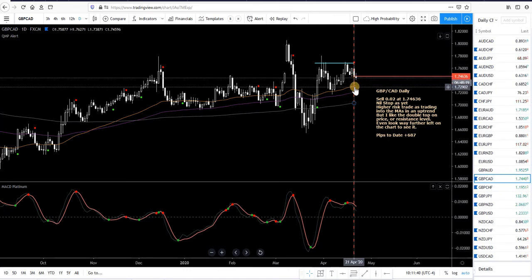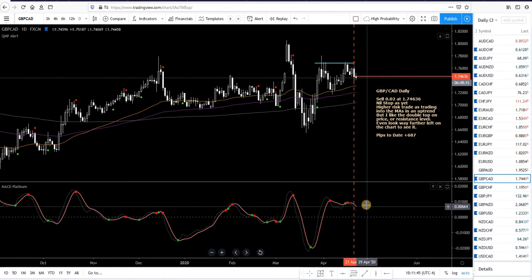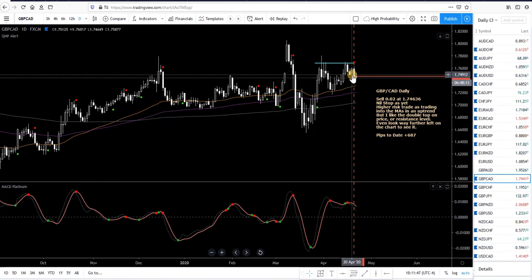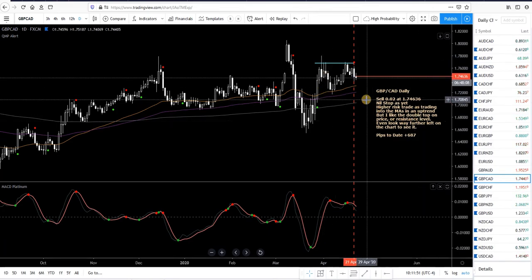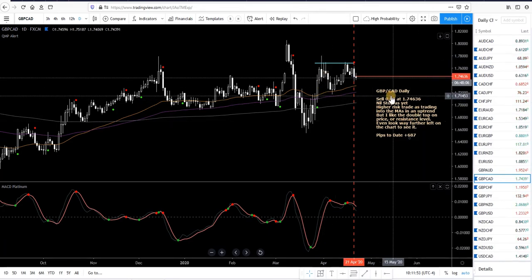It's a high risk trade because you're trading into the MAs and price is already pretty close to the 50, but the MACD is above the zero level, so it's worth a shot. At the moment, we're a few pips good, so all good on the Pound CAD. But like I said, high risk trade.